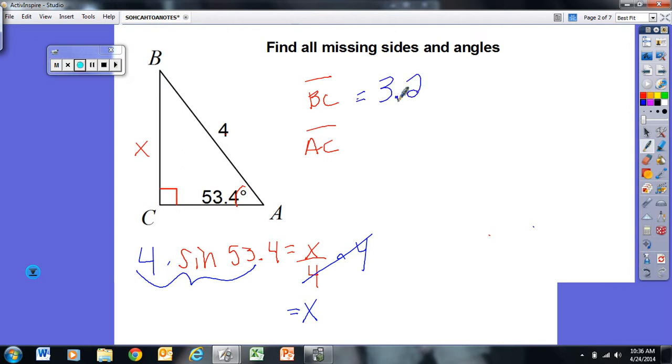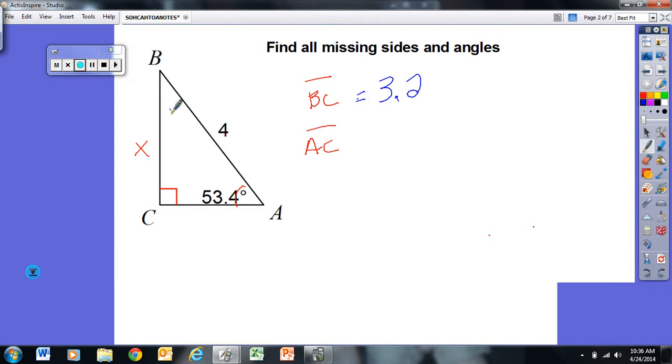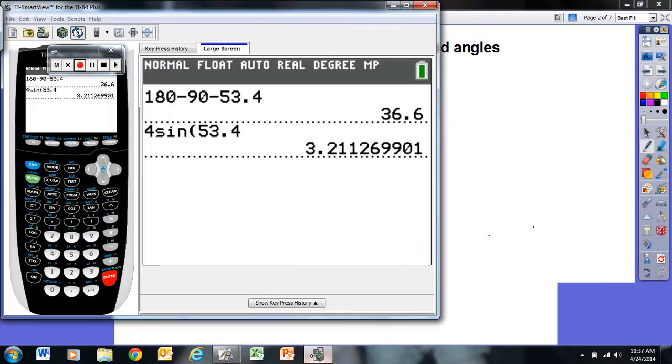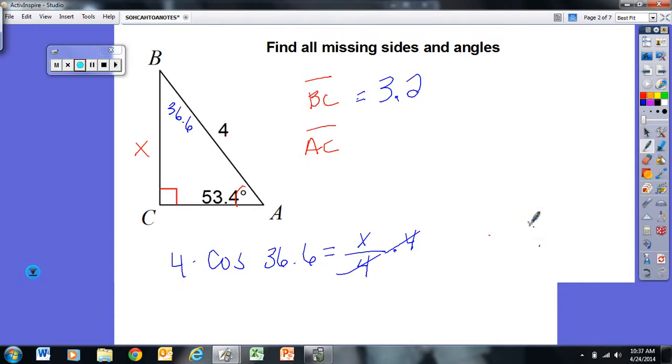Now, I also could have found BC by using the cosine of this angle. Remember, I know this angle is 36.6. BC is the adjacent side. 4 is the hypotenuse. Cosine of 36.6 is adjacent, which is x, over hypotenuse, which is 4. If you multiply both sides by 4 again, these 4's cancel out, and you have 4 cosine 36.6. Watch what happens when I do 4 cosine 36.6. Same exact answer. So that means this side is 3.2 no matter how I choose to find it.